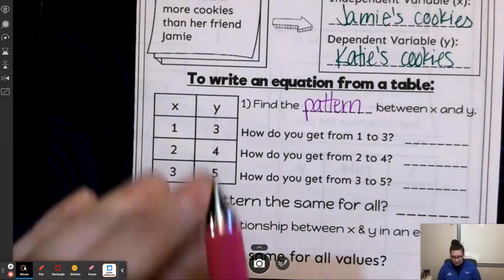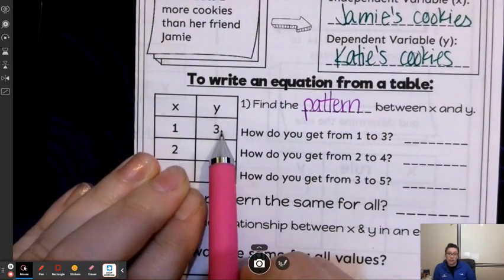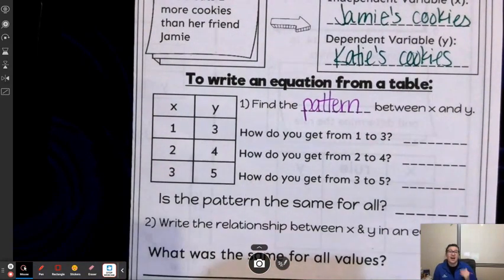So like I said, to find our pattern, to find our relationship, it has to be the same throughout the whole table. If one set of these x and y numbers does not follow the pattern, then it's the wrong pattern. The pattern has to be the same for every set of x and y values. Again, our pattern is going to be either multiplying and dividing or adding and subtracting.